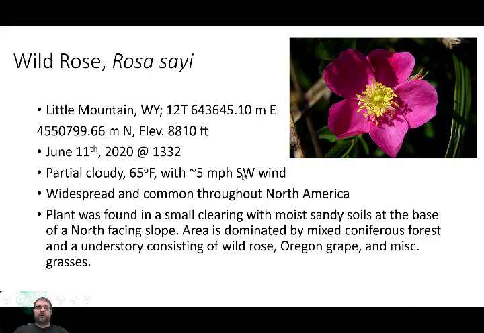And again, you're going to start with common name, scientific name, the exact location. So in this case, this picture was taken Little Mountain, Wyoming. Okay. This is the UTMs. 12T, 64365.10 meters east. Okay. And then its location meters north. The elevation, the date, the exact time.